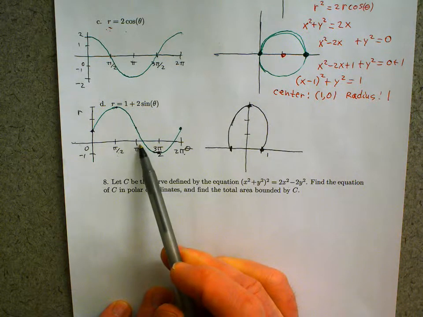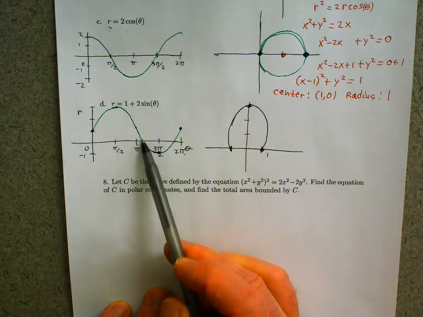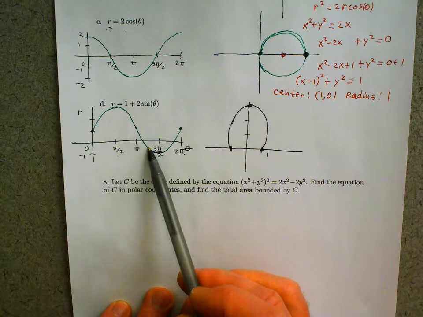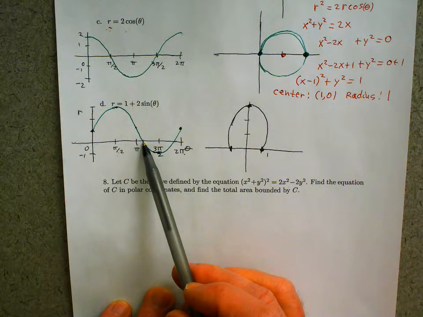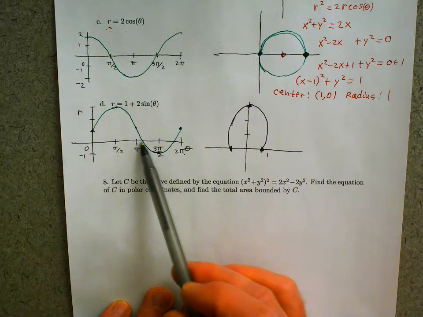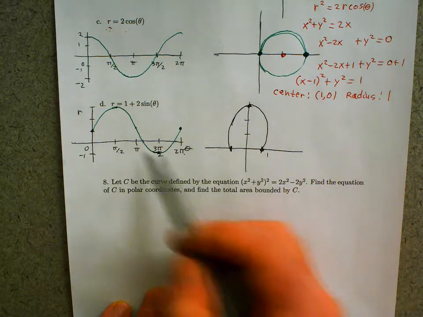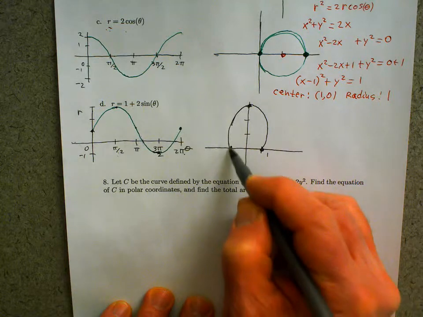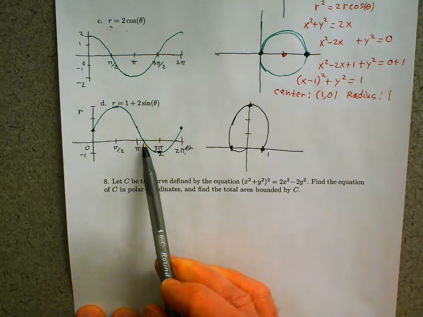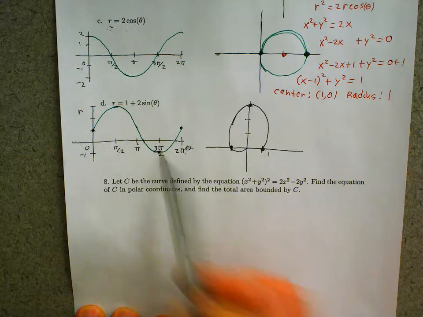And then notice that between pi and some other theta value, the r values switch from positive to negative. So we'll figure out what those theta values are, where the r value is 0, in a minute. But between pi and whatever that is, the r value is positive. And then between this theta value and 3 pi over 2, the r values are negative.